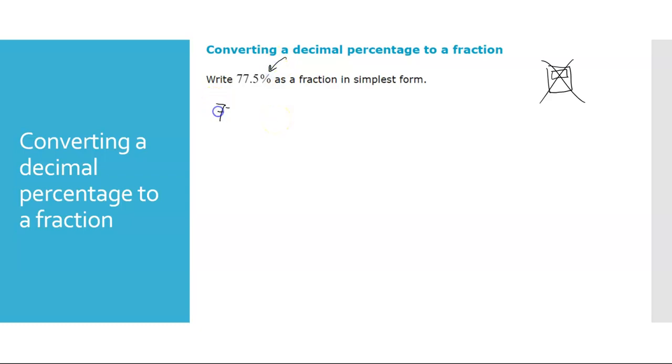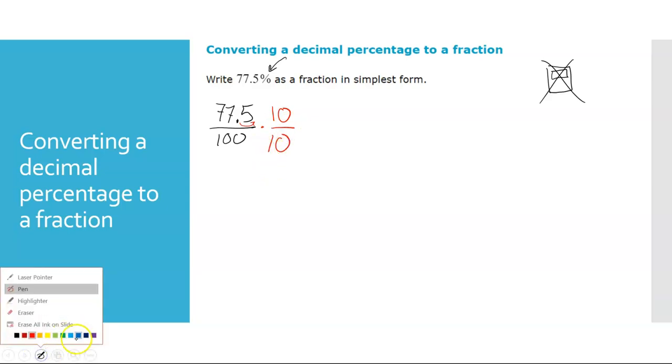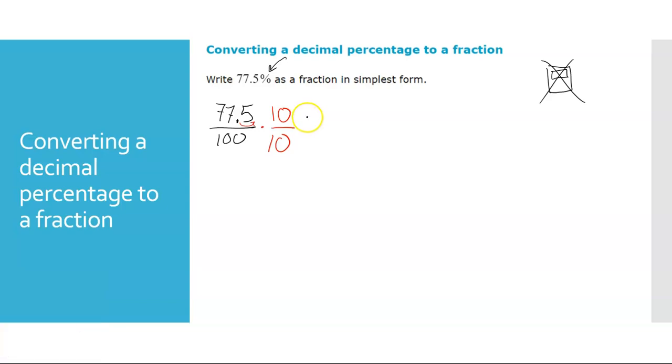So we'll begin by writing 77.5 over 100. From here, I notice I still have a decimal. Decimals and fractions don't play well together. So I'm going to multiply by a form of 1, and the form of 1 I choose is one where I'm going to be able to shift the decimal over one place. So to do that, I'm going to multiply by 10 over 10, because multiplying by a power of 10 moves the decimal. From here, this becomes 775 over 1,000.